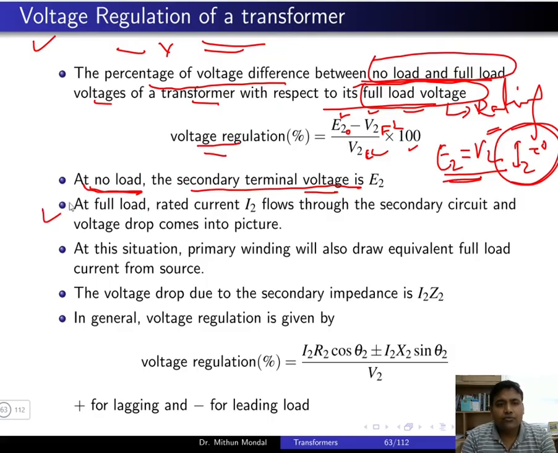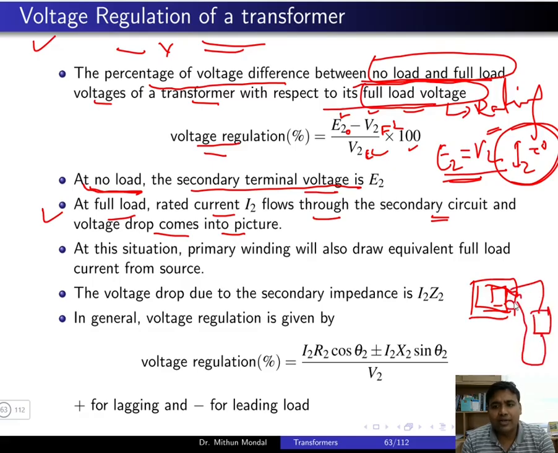At full load condition, rated current flows through the secondary circuit of the transformer and voltage drops come into the picture. So what is happening now? You have a transformer, and in the secondary of the transformer you have connected a load, right? Now this load, if it is under the full load condition, then the current flowing in the secondary circuit, I2, is the full load current.